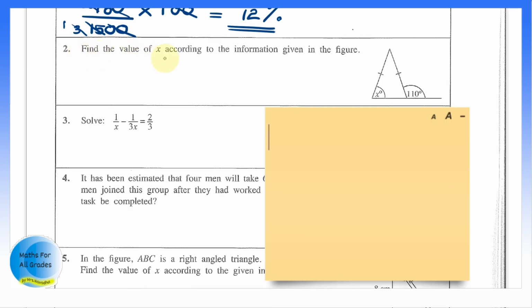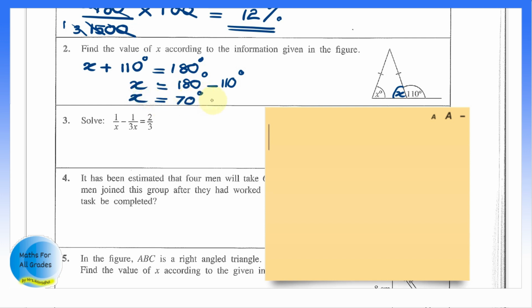Find the value of x according to the information given in the figure. Here they have given a triangle. These two sides are equal. That makes this angle x. So now you can write down x plus 110 degrees equals 180 degrees. So x equals 180 minus 110. The answer is 70 degrees.